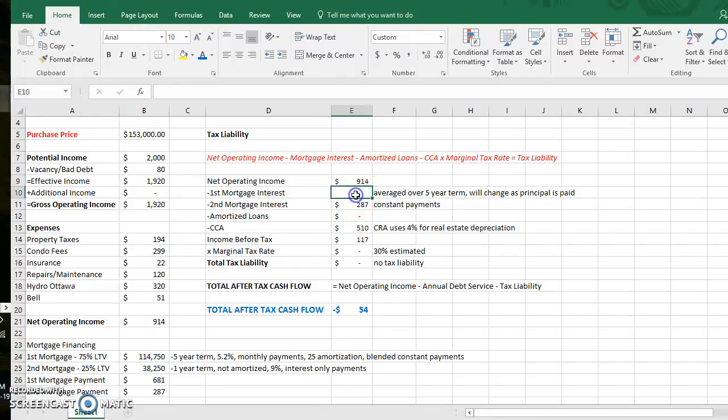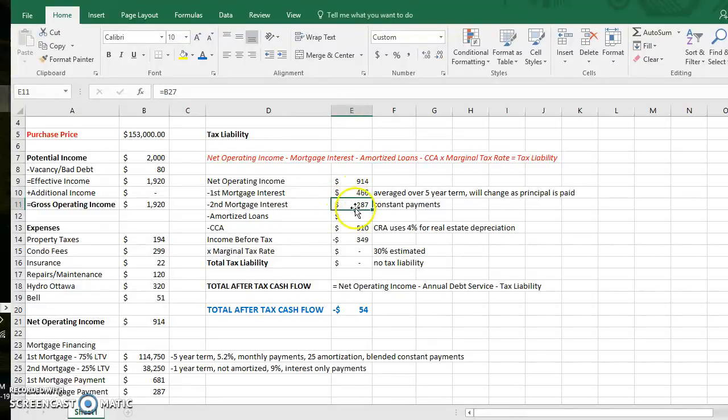Our first mortgage interest. So you'll recall that our first mortgage payment over here was $681, but that's again blended, as you can see here. That includes principal and interest. I won't get into the calculation, but I had pre-calculated that it's approximately $466 on the average per month, which is your interest portion. So we put that over here.